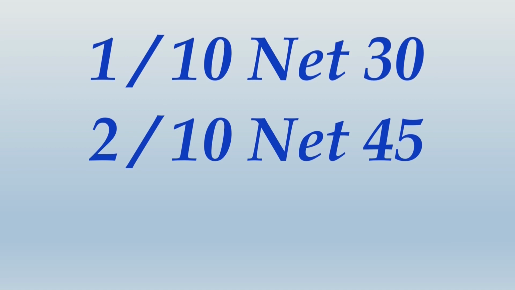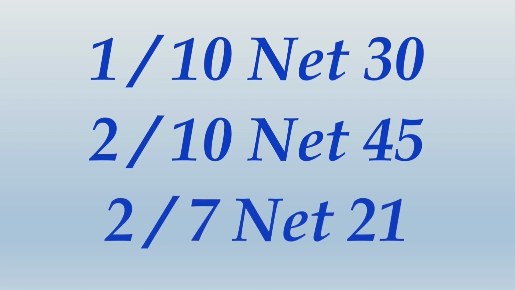Let us have, for example, yet another credit term, that is 2 by 7 net 21. How would you interpret this line? 2 by 7 net 21. It means the credit period is 21 days. However, if the payment is made within 7 days, the customer will be eligible for 2% cash discount. So I'm sure you have written this whole thing.